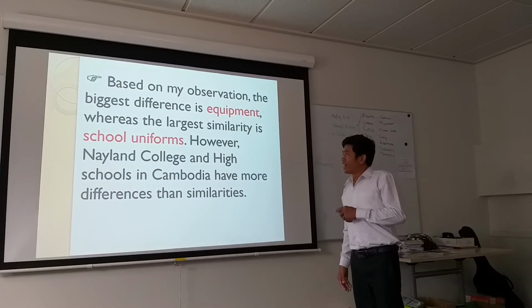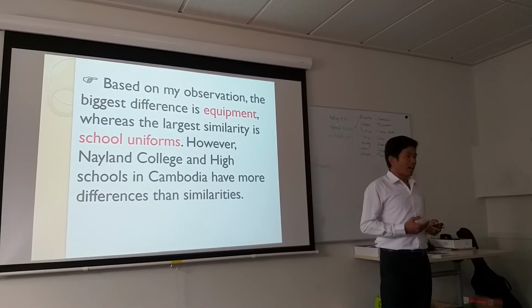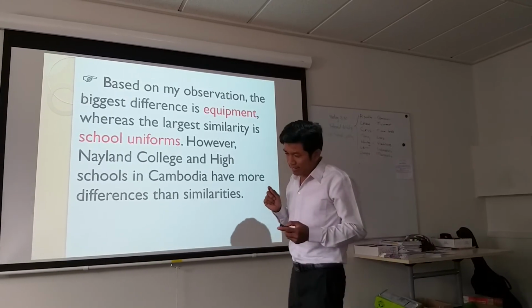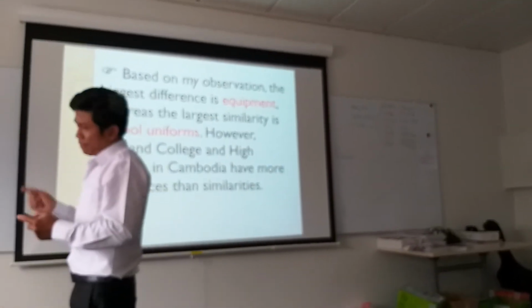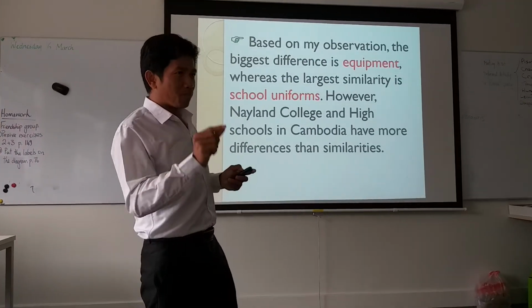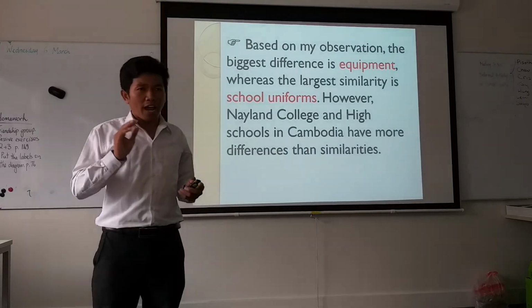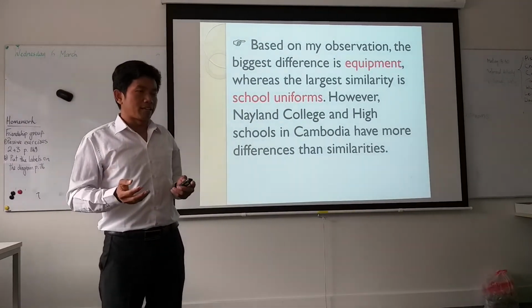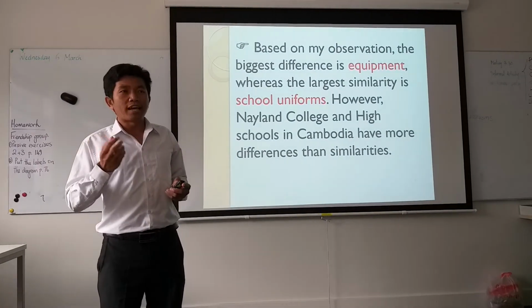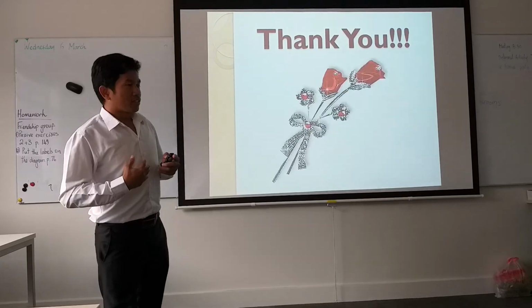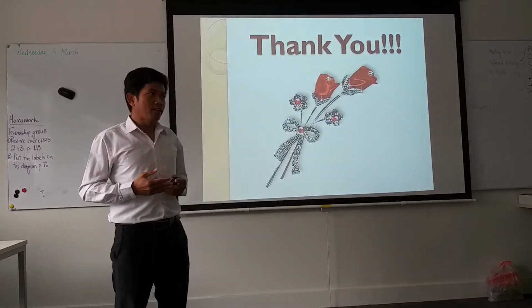And finally, I can find that, based on my observation, the biggest difference is equipment, whereas the biggest similarity is school uniforms. However, there are more differences than similarities between Nyland College and the high school I experienced in Cambodia, in my country. So this is the end of my presentation. So thank you.